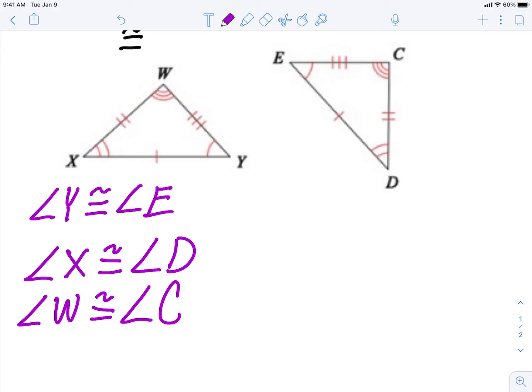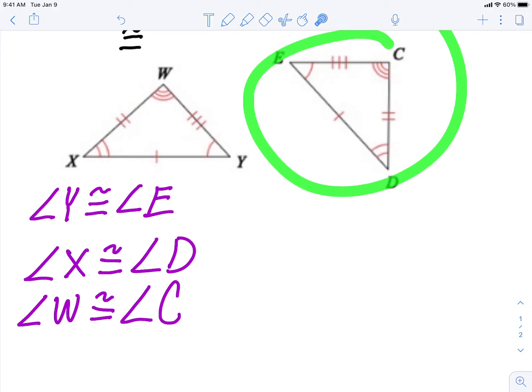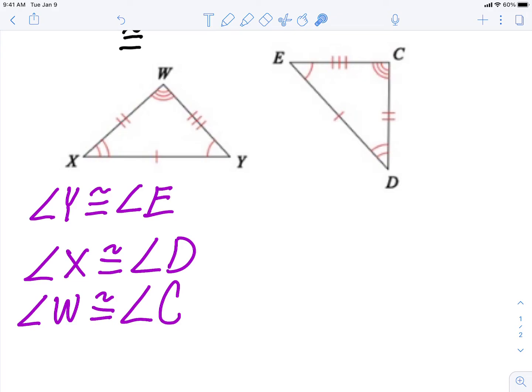These are the parts that are congruent to each other. If you notice, angle Y and angle E are congruent. That means this triangle was kind of turned around, because angle Y is on the right side and angle E is on the left side. If you flip this triangle around and make it straight and put them on top of each other, then E would be here, D would be here, and C would be up here. So we got the angles part down.